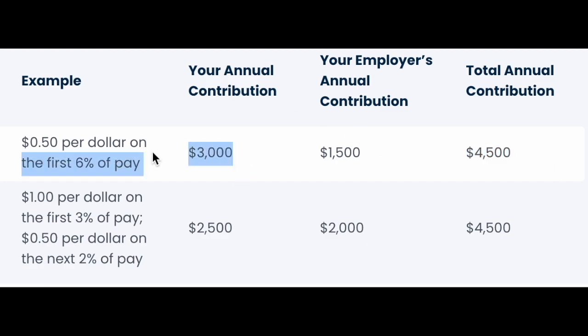So you only have to put in $3,000 of your own money, and the company put in $1,500 for you. That's a $1,500 difference that you didn't have to work the hours that you put in each week just to make that paycheck. And they're going to give you an additional $1,500.